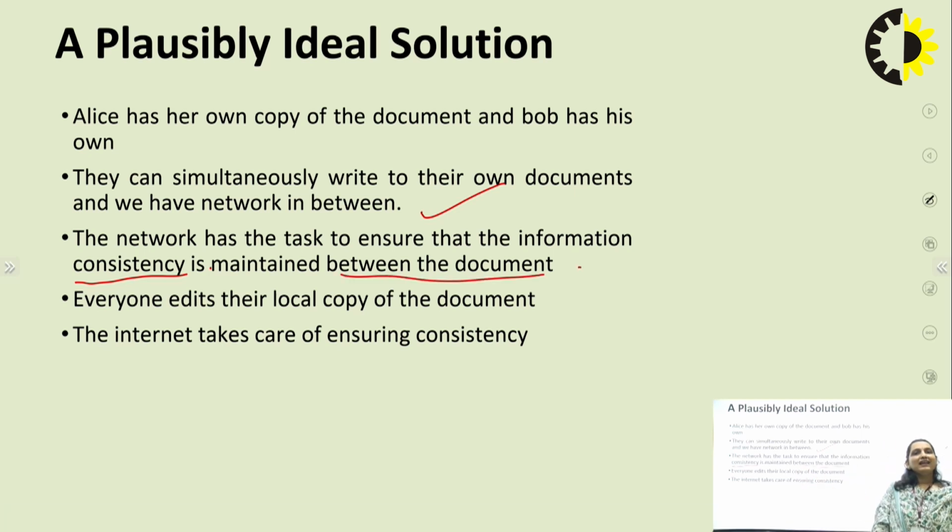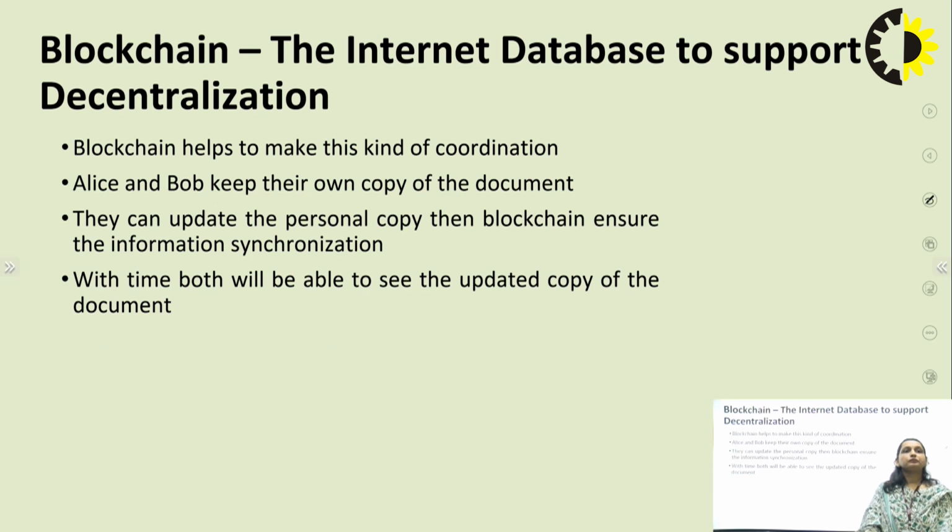So everyone will edit their local copy, in a centralized or decentralized manner. They will have a local copy in our architecture. The internet will be ensuring the consistency. Okay. This problem arises in centralized as well as decentralized systems, but it will be solved by the blockchain in an efficient manner, in a decentralized way.